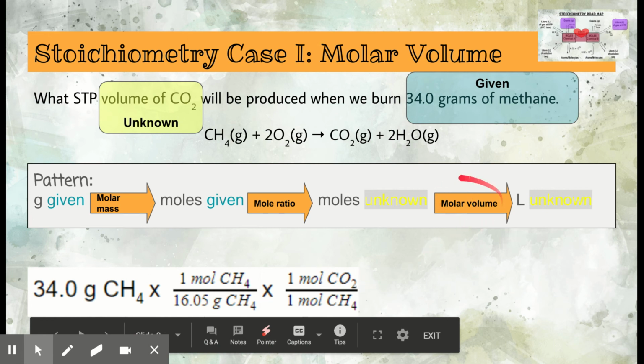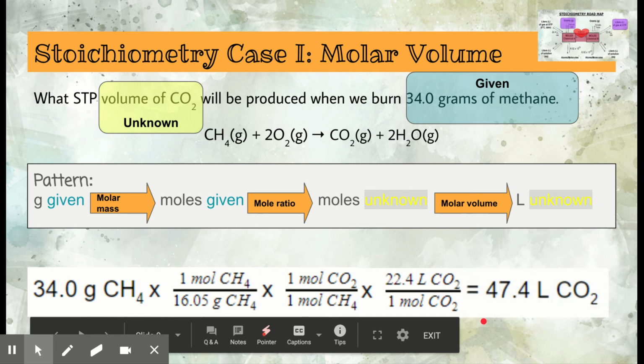And now I'm going to use my molar volume. I know that I'm at STP, and I know that 1 mole of CO2 will be 22.4 liters. And so if I multiply and divide across, what I'm going to get is that my 34 grams of methane will produce 47.4 liters of CO2.